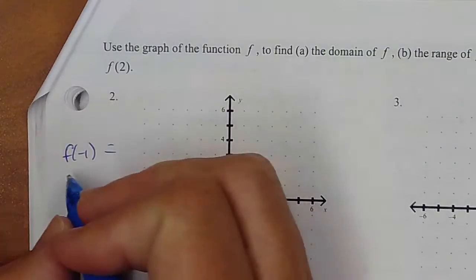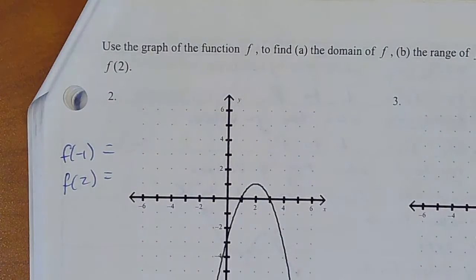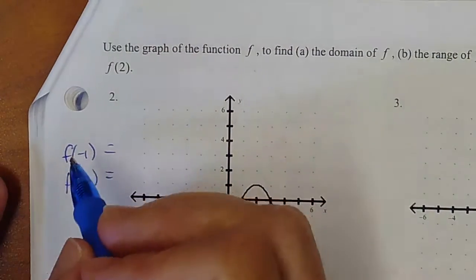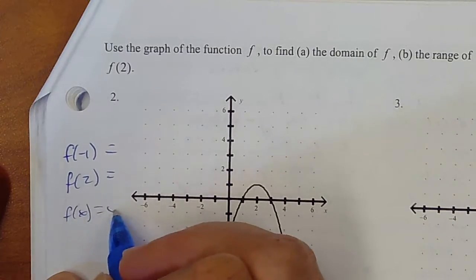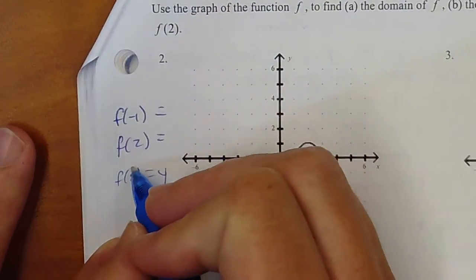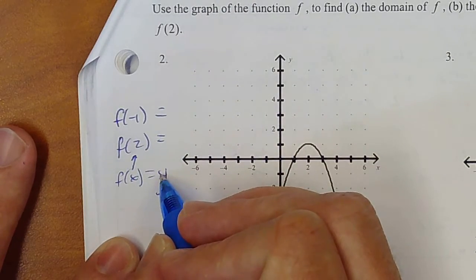And then we also want to find f of 2. Okay, remember, your input values in a function are x. This is in that spot of our f of x notation, right? F of x equals y. So we're giving the x value. We need to go to the graph to find the y value.